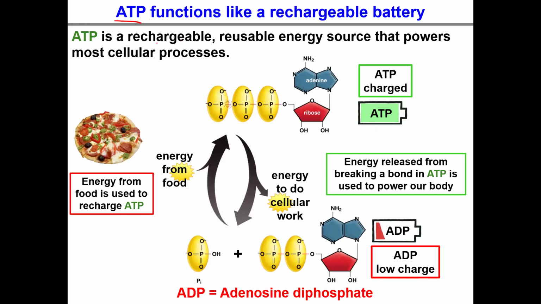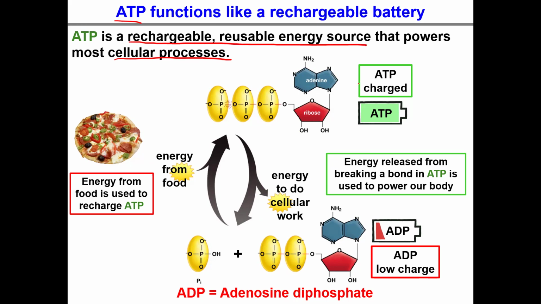Now, ATP, you can think about it kind of like a rechargeable battery. This isn't something that's a one-time use thing. It's going to be used, it's going to go through kind of a cycle. It's going to pick up a phosphate, and then it's going to go ahead and become energy dense again. So again, ATP is a rechargeable, reusable energy source that powers most cellular processes.